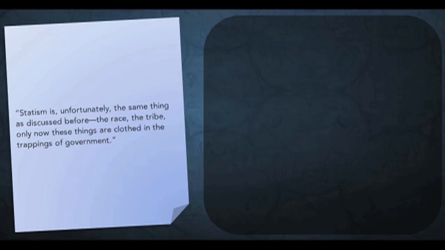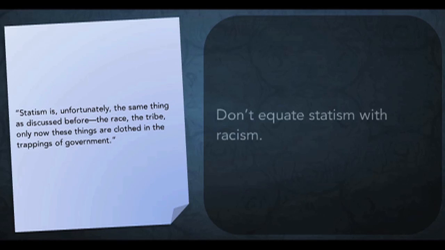All right, let's just turn over now to page 20. Now, on paragraph 3 on page 20, what is the state? You say it's the same thing as discussed before, the race, the tribe, only now clothed in the trappings of government. Now, there you are definitely implying what? In your wording, all statists are racists, you see, which you said earlier you didn't believe, but here you have a tendency to equate racism with collectivism and statism, which is not correct, as we've said.